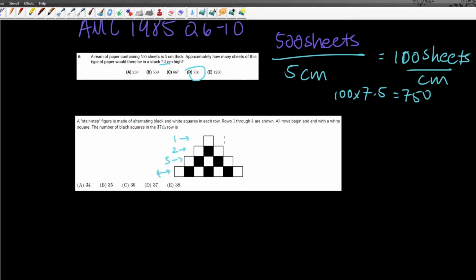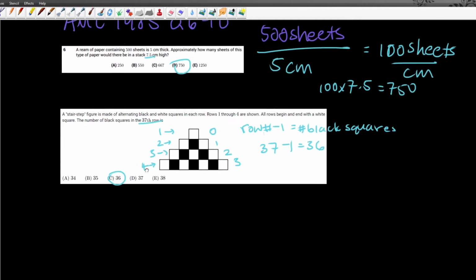So we notice that row 1 has 0 black squares, row 2 has 1, row 3 has 2, row 4 has 3. So we notice that the row number minus 1 is equal to the number of black squares. So we can use this information and apply it to the question. We do row number, which is 37, minus 1, and we get 36. So then 36 is the number of black squares in row 37.